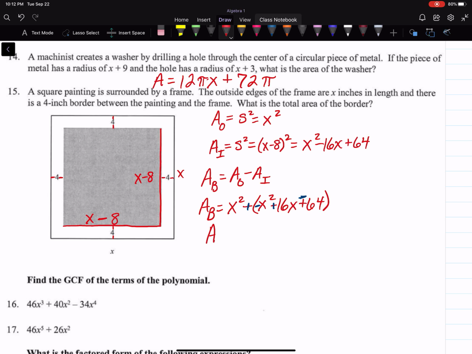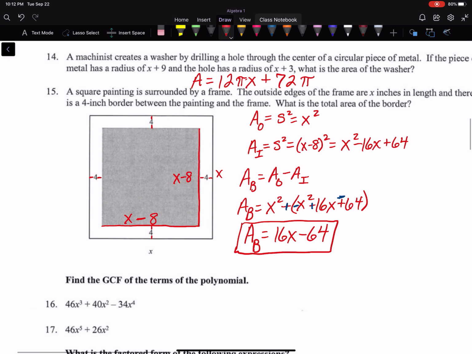So the area of the border, the x squareds cancel. X squared minus x squared is 0. So we'd have 16x minus 64 left. So very similar to number 14. The only difference is instead of being a circle, it is a square this time. Alright, that takes care of our multiplying pretty much. So now we are going to go to the factoring part.